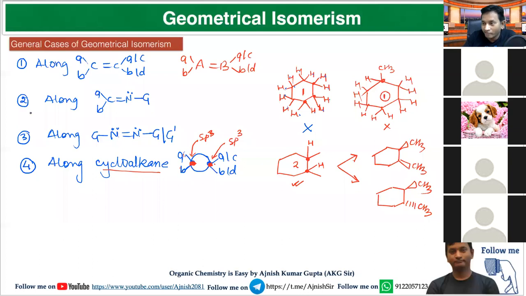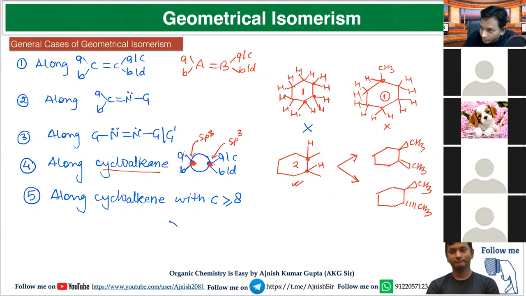Now, one important thing, beta, which you must remember. I will take many examples to make your concept clear. First, write about the cases where geometrical isomers are possible. There are 5 cases. First is along carbon double bond carbon. Second is along carbon double bond nitrogen. Third is along nitrogen double bond nitrogen. Fourth is along cycloalkene. And fifth is along cycloalkene with carbon greater than or equal to 8.